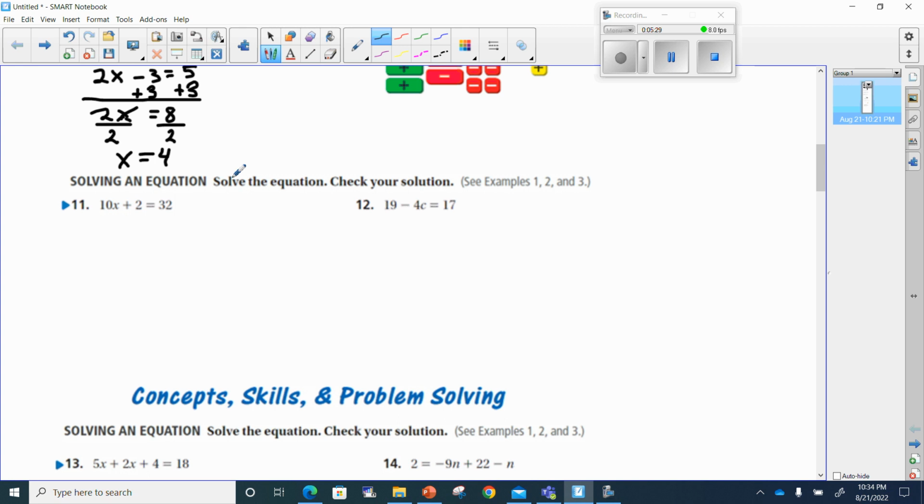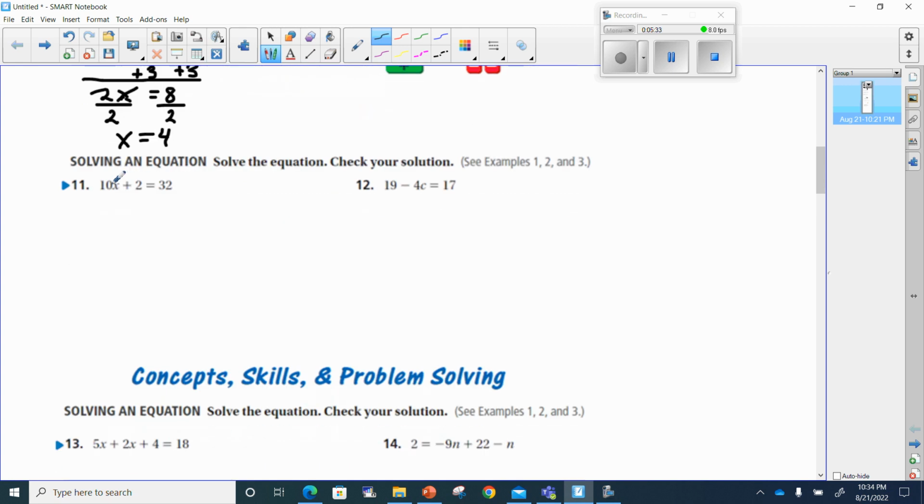Solve the equation, check your solution. We see here that we got 10x plus 2 equals 32. I cannot go ahead and combine 10x with anything yet. I got to combine my like terms. 2 and 32 are both constants. So I'm going to bring this 2 onto this side to isolate my x.